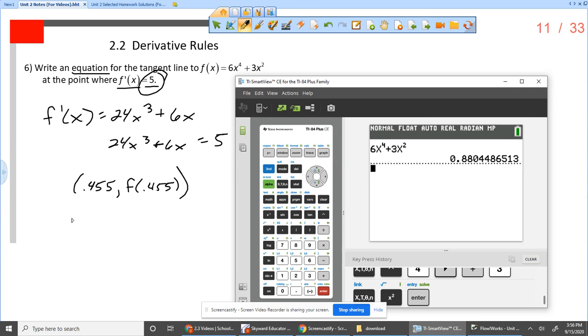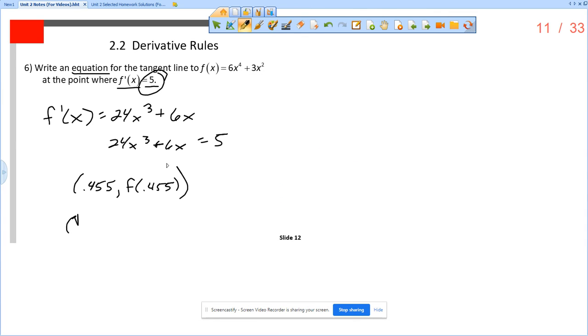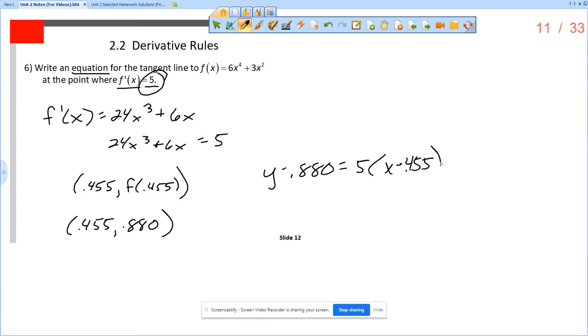And so my point is (0.455, 0.880). And so my equation of the line would be y minus 0.880 equals slope of 5 times (x minus 0.455). All right, and so that would be my equation of the line. All right, so that is slide number 12.